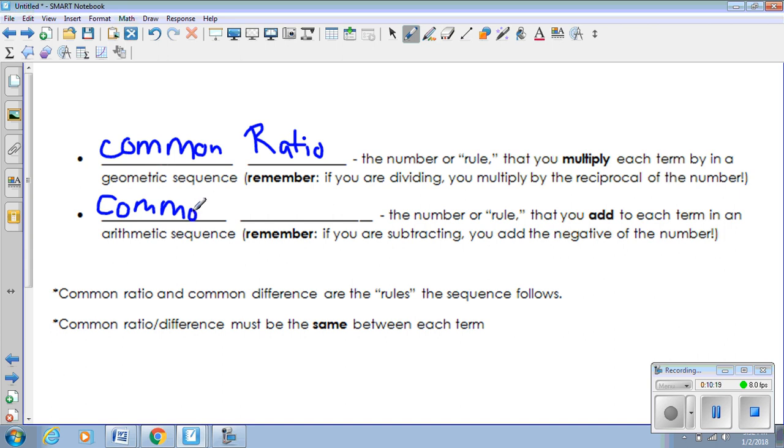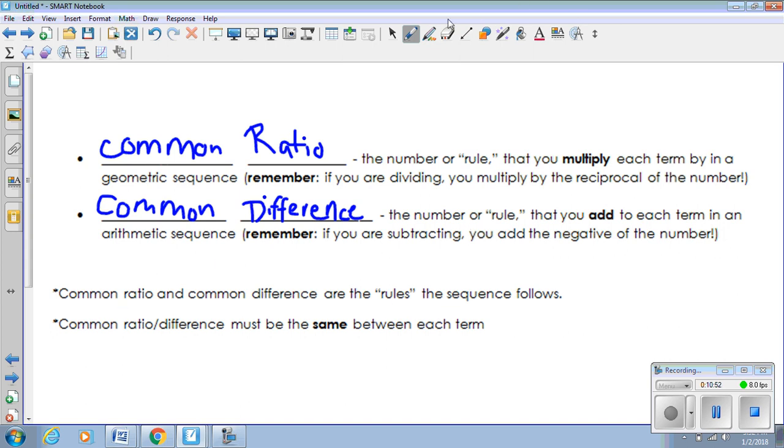And this goes with our arithmetic sequence. And it should be kind of easier for you to remember because difference goes with the subtraction operation. And subtraction is the opposite of adding. So the common difference is the number or rule that you add to each term in an arithmetic sequence. So, and again, if you are subtracting, you're technically adding the negative number. So the common difference will be plus a negative number.